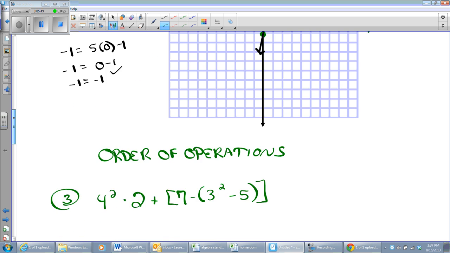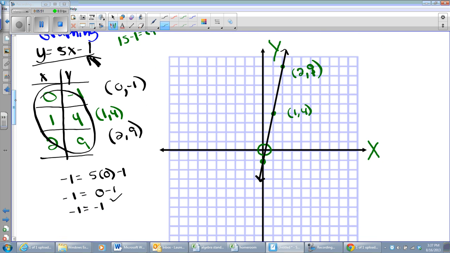All right. Oh, by the way, how do you tell if it's linear? Does it make a line? If it makes a line, then it is linear. Yeah, linear means in a line.